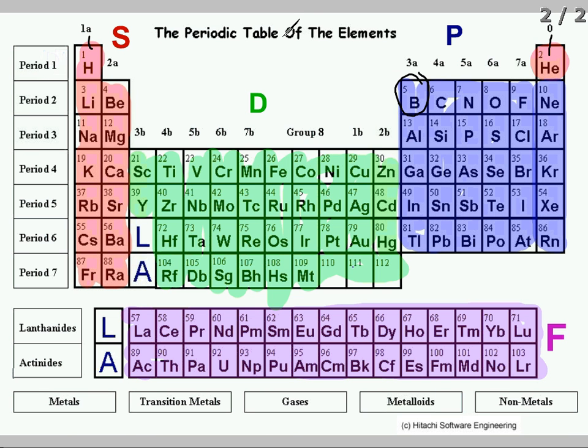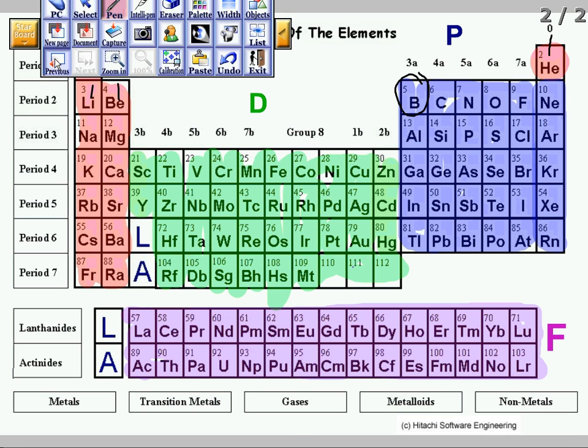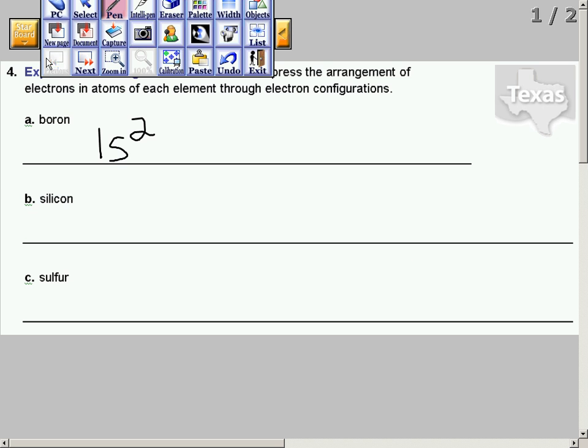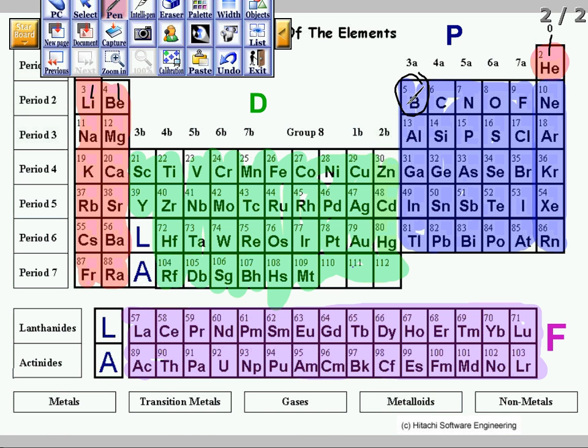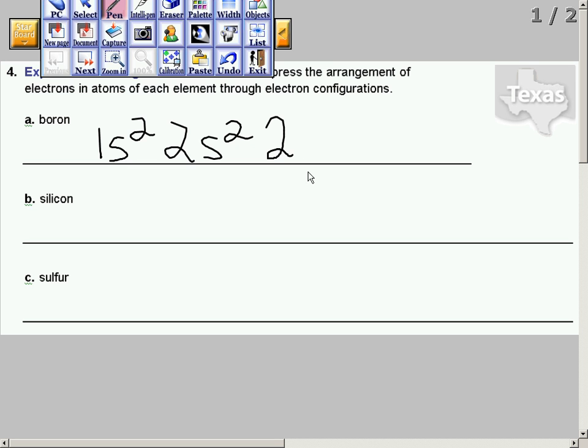Now we say 1s1, 1s2, down here, 2s1, 2s2. Okay, we filled up the S shell in the level 2. So we do 2s2. And we go on, now we're in the P block, so we have 1s1, 1s2, 2s1, 2s2, and now over here, and we're at 2p1. And there it is. We ended at boron.